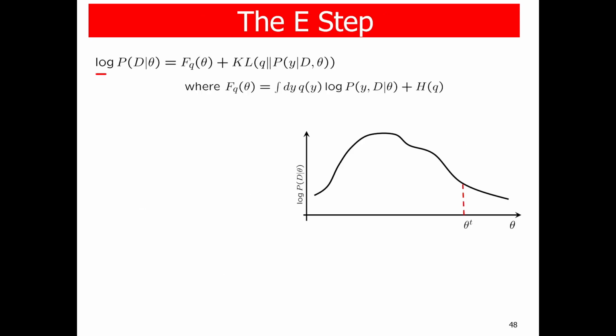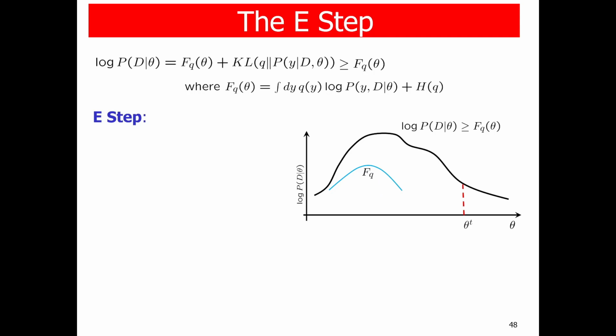So we know that for any distribution Q and parameter theta, the log likelihood function has this decomposition. Since the KL divergence is always non-negative, from this we can see that the log likelihood is always at least as big as the free energy. So indeed, we were able to construct a function f that always lower bounds the log likelihood function. Here I'm illustrating this function f that's always below the log likelihood function.